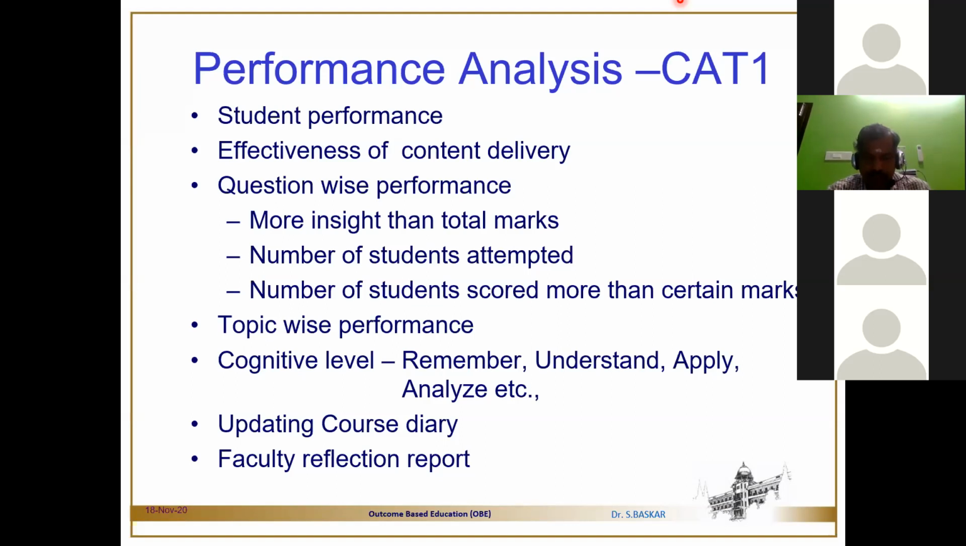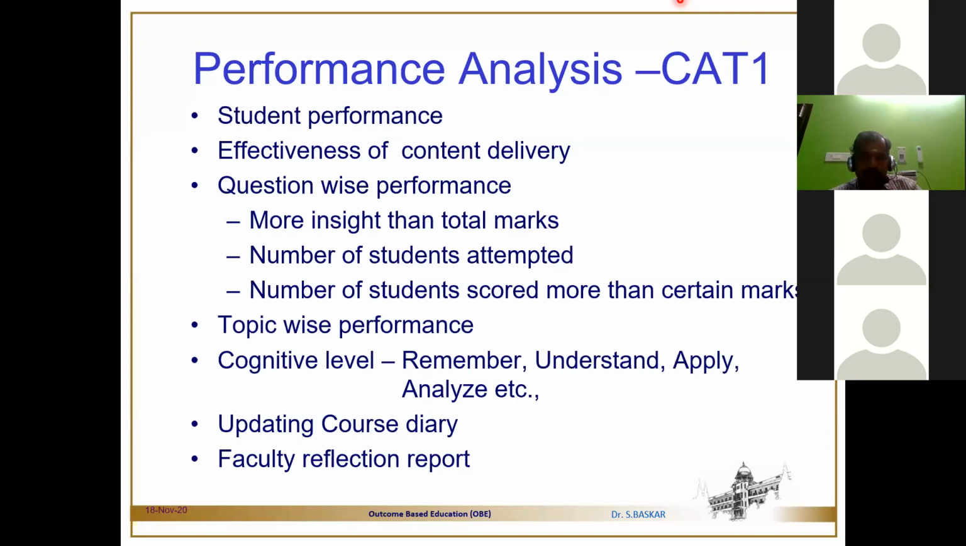If students are performing very well in one particular topic, then we can say that the methodology and the delivery method adopted by the faculty worked very well. If students are not performing well in a particular topic, or if most of the students have not attempted one question, then it gives some feedback about your delivery method: the delivery method adopted for that particular topic is not effective. Therefore, we can record everything in the course diary. Whenever you take that course next time, we need to change the delivery method for that particular topic. That is very, very important. That is called updating the course diary.